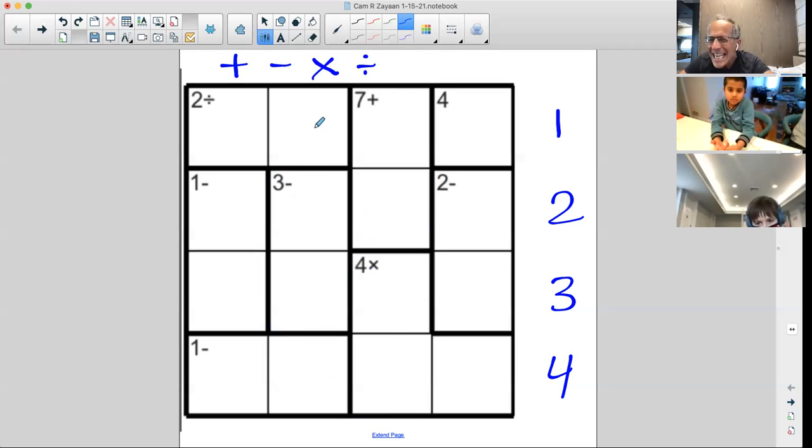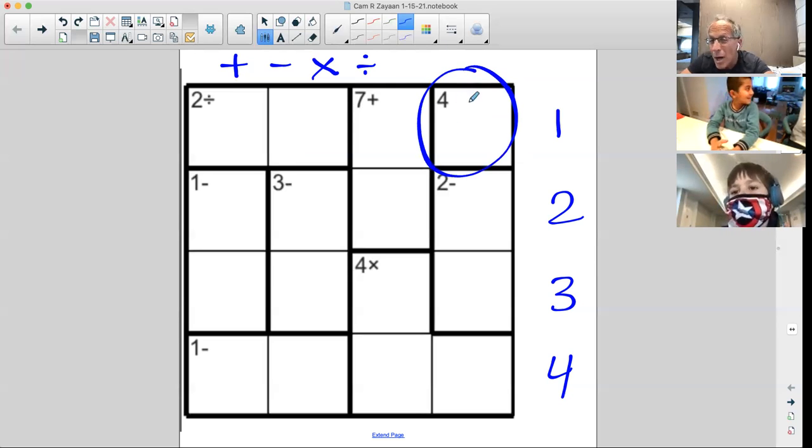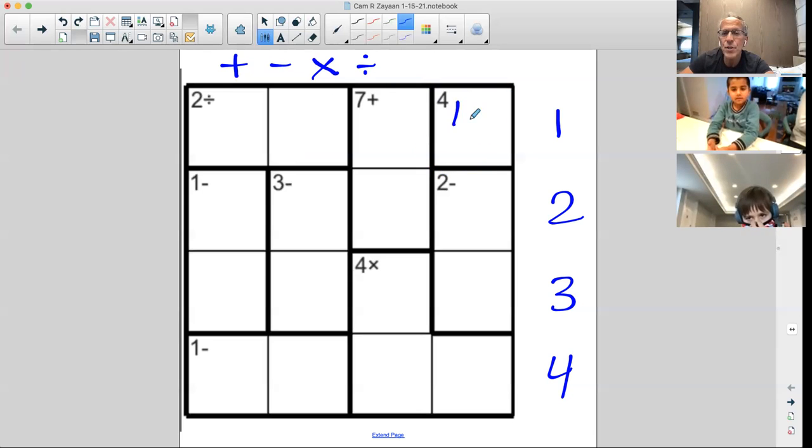There are only 8 numbers on this, and one of them has no operation next to it. Which one is it, Cam? Come on, you can find it. 4. Of course. So this square must have what number in it? 4. Absolutely.